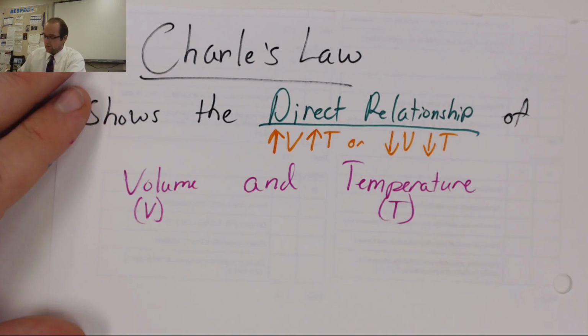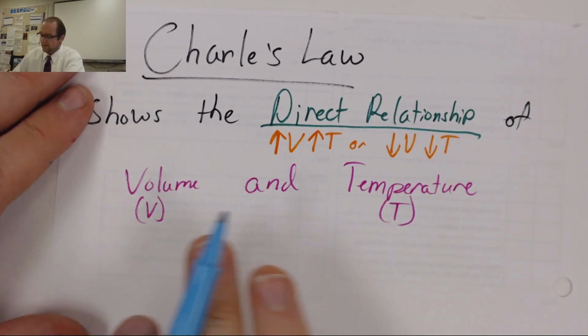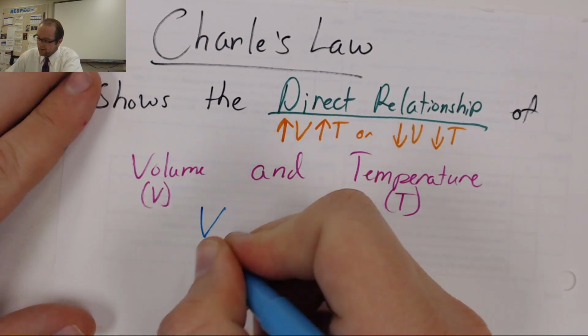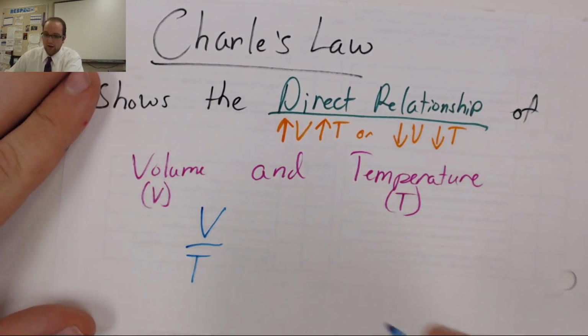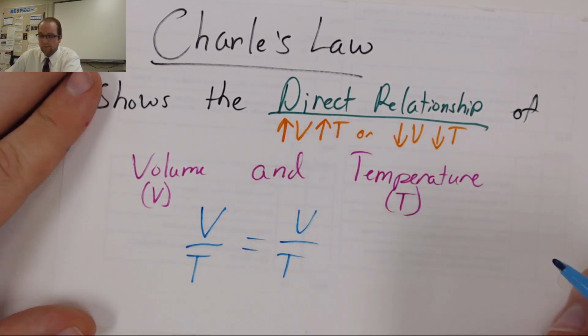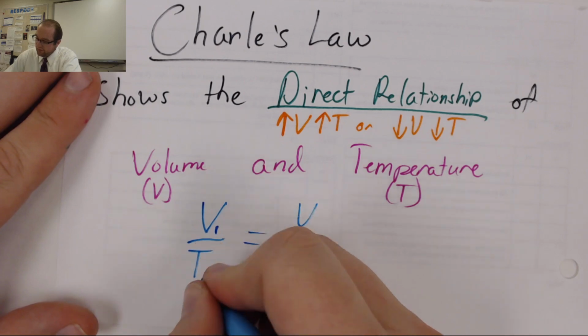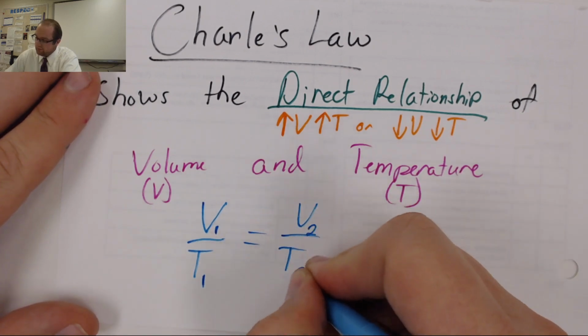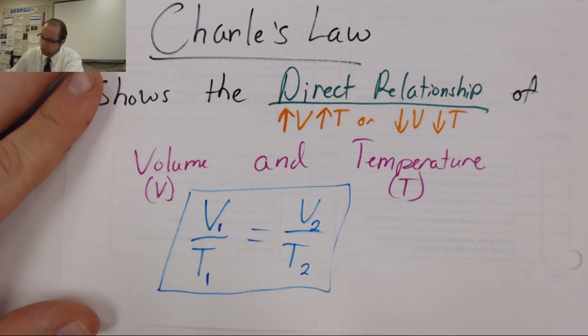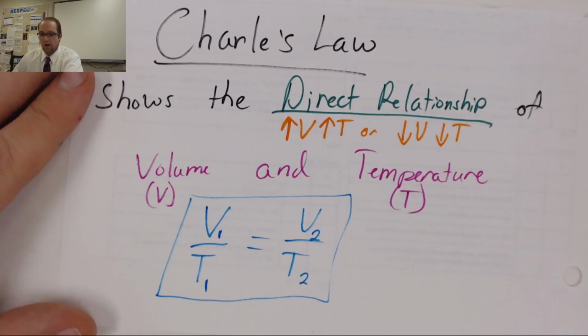So our equation for this is going to look a little bit different. We have volume and temperature. And this is going to look like this: V over T equals V over T. Don't forget, we are going to do those 1s and 2s to show before and after. So that's our Charles' Law equation.